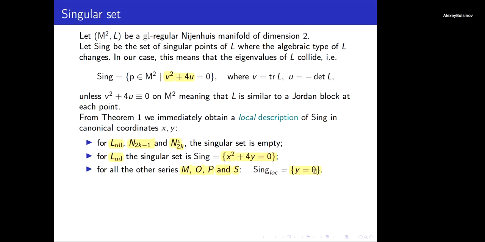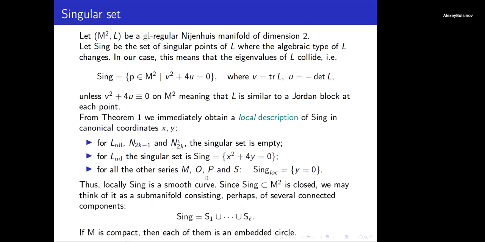Very nice. So what next? We can see from this that locally the singular set is a smooth curve. If we consider now the singular set in the global setting, locally this is a curve, and globally, this is still a curve, right?